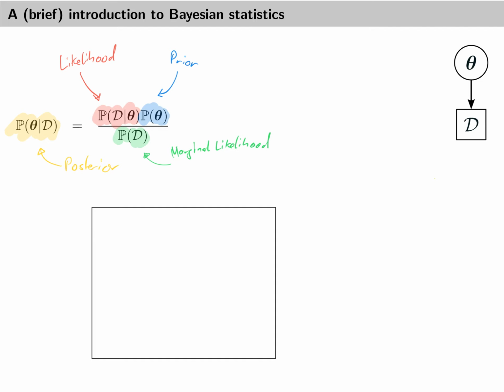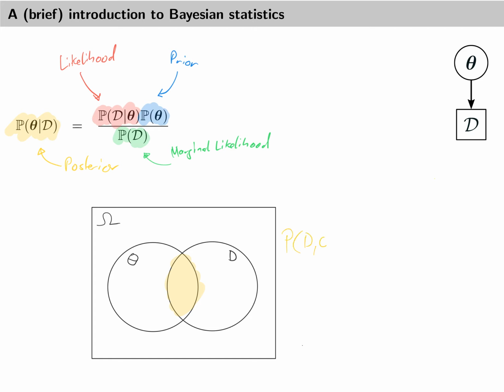Consider this Venn diagram here, in which this square represents the entire population of events. We then have two subpopulations. First, that with all parameter vectors theta on the left, and on the right, all those that contain data d. The part here in the middle is actually nothing else but the joint probability of the data d as well as the parameter theta.